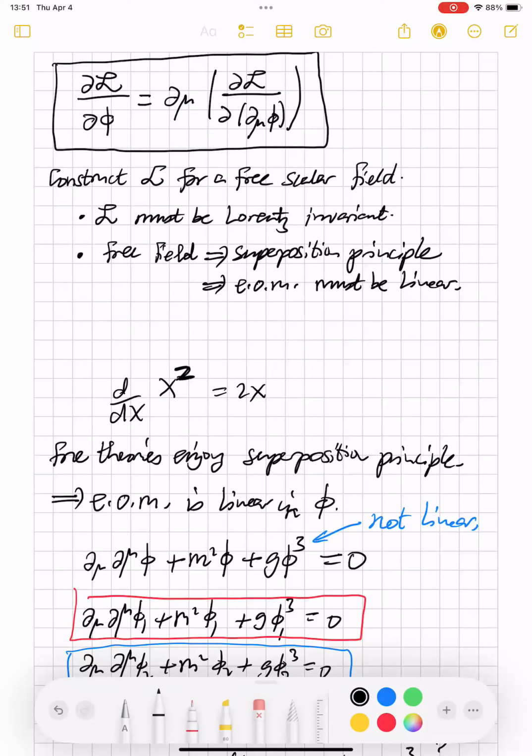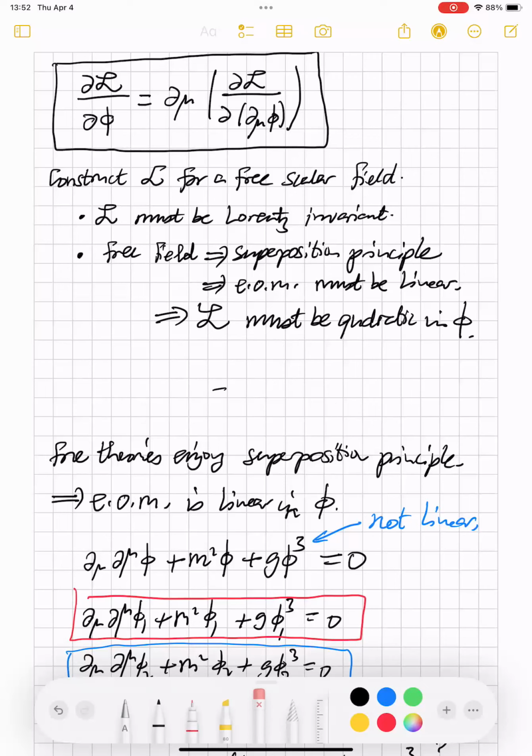So the free field means we want the superposition principle. That means the equation of motion must be linear. And that means the Lagrangian density must be quadratic in phi. So all of the terms inside the Lagrangian density must be quadratic in phi. Very good. We'll continue in a moment.